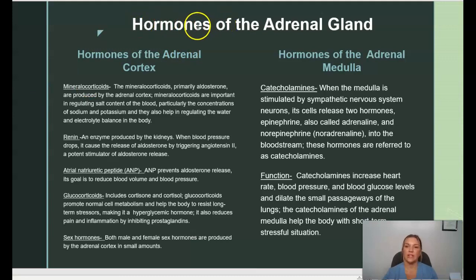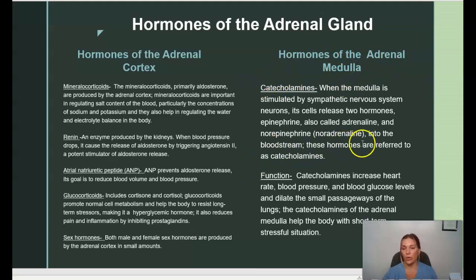Here are the hormones of the adrenal glands. So there's the adrenal cortex and the adrenal medulla. And the adrenal cortex helps to produce the mineralocorticoids and renin, and also the atrial natriuretic peptide, glucocorticoids, and the sex hormones. And then the hormones of the adrenal medulla produced are the catecholamines.